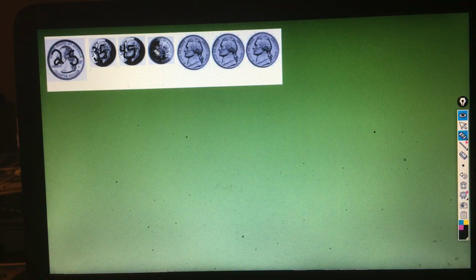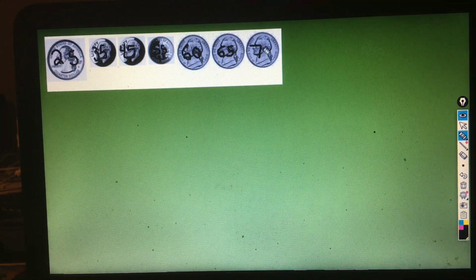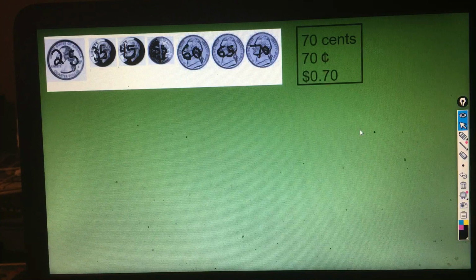45 plus 10 will be 55. So now we're out of dimes, so we have to switch it up. We are not going by tens anymore. Now we're switching over to nickels, which are worth 5 each. So if we have 55 and we add 5, we're going to go up to 60. Then 60 and 5 more is 65. 65 and 5 more is 70, which leaves us 70 cents in our 3 correct ways to write it.